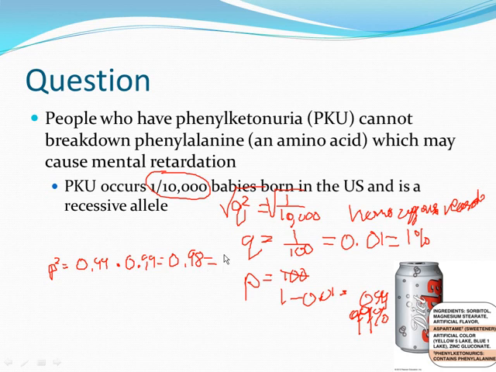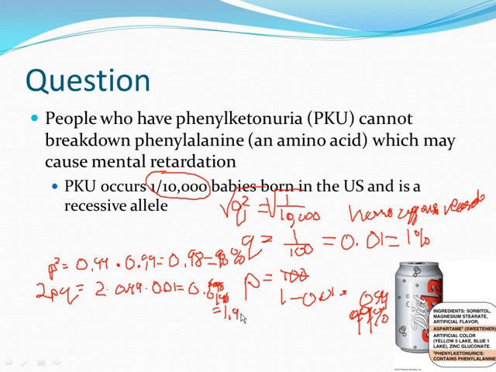Okay, and the frequency of getting heterozygous is 2 times pq, right? So it's 2 times 0.99 times 0.01, which equals 0.0198. So it's basically what? 2%. 1.98%.